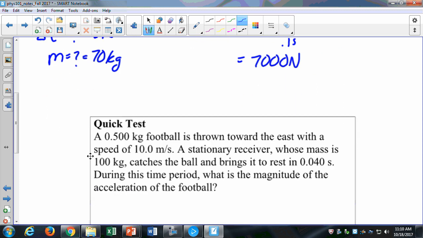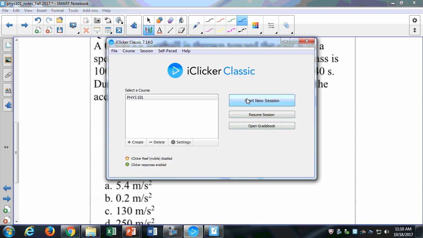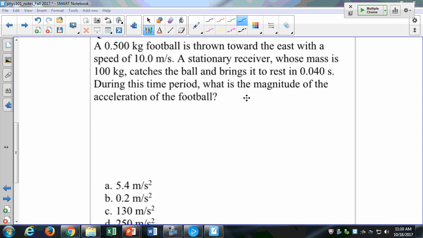All right, let's do this quick test. You'll definitely have some questions like this on the upcoming test, which is not next week, but the next week, and will consist of chapters 5, 6, and 7. Most or all of 7, probably all of it.